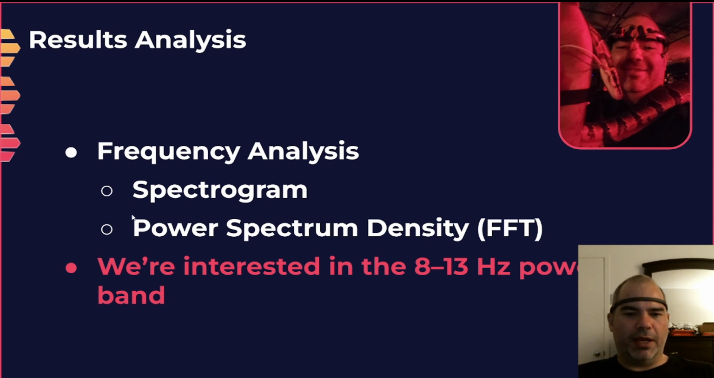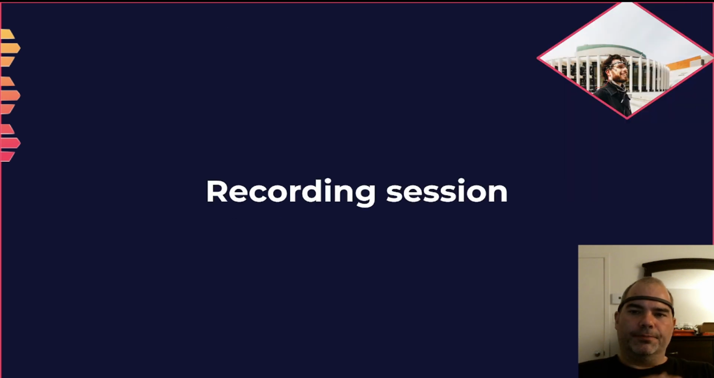the frequency domain. We'll have two methods: the spectrogram, which shows frequency over time, and then we'll do a statistical analysis by doing a power spectrum density using the FFT, and then we'll just have one graph. We drop entirely the time domain and only focus on the frequency domain. What we're interested in is the 8 to 13 hertz power band. This is the common definition for the alpha wave power band.